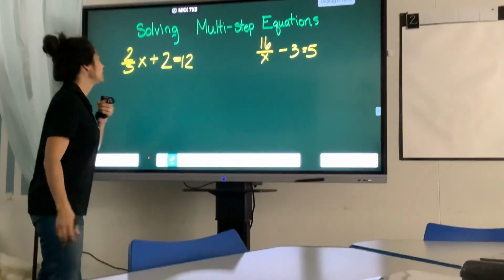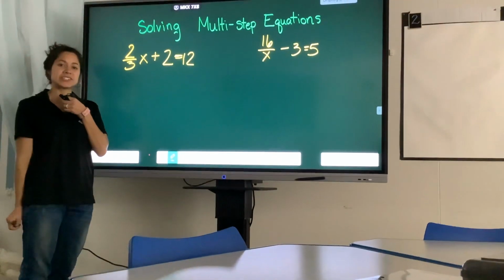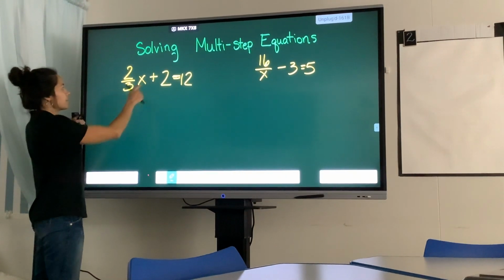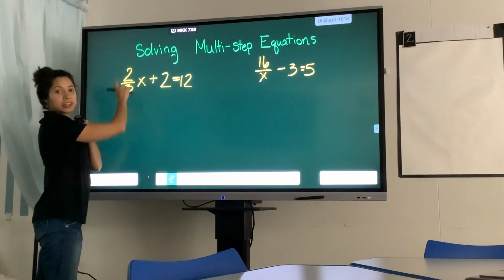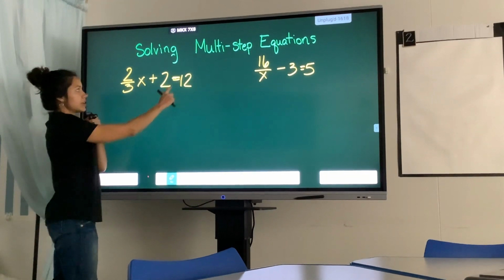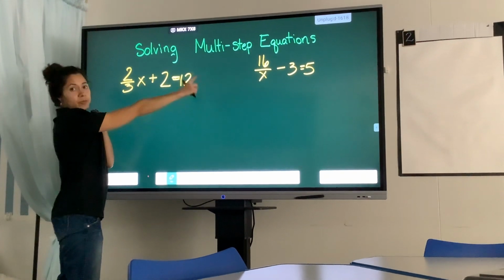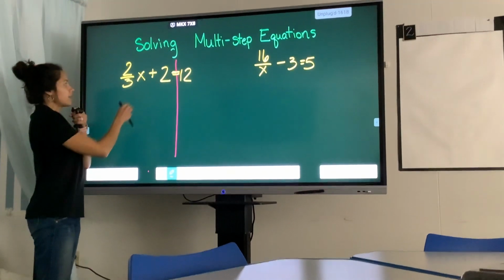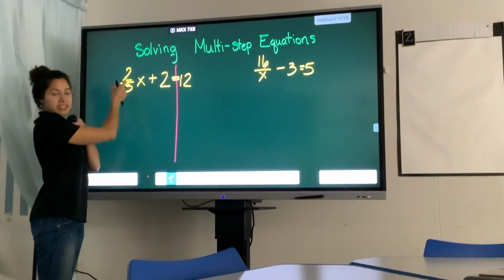Right, so today we will be learning about how to solve multi-step equations. Our first step as we look at this example here is we have 2/3 x, that's one term, they are connected. We have another one, this positive 2 and this 12. To solve, we want to get rid of the term that's not attached to the x.